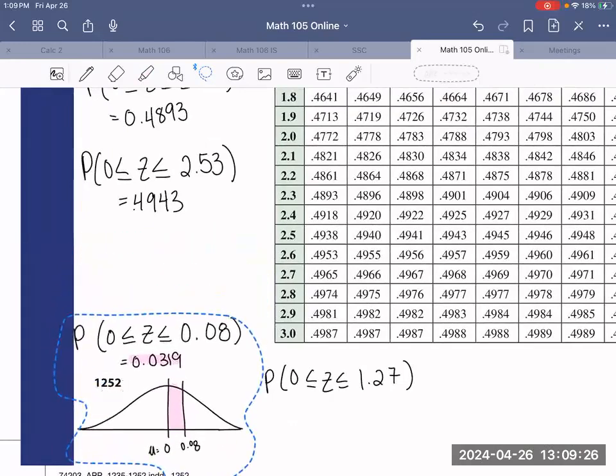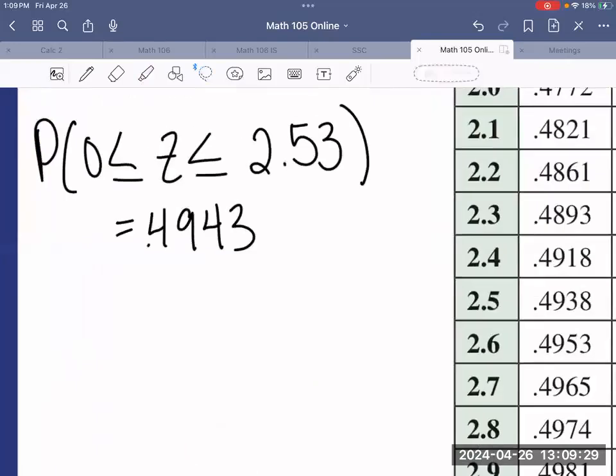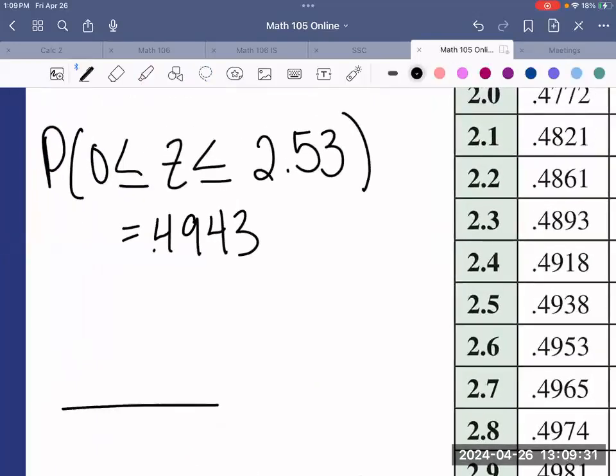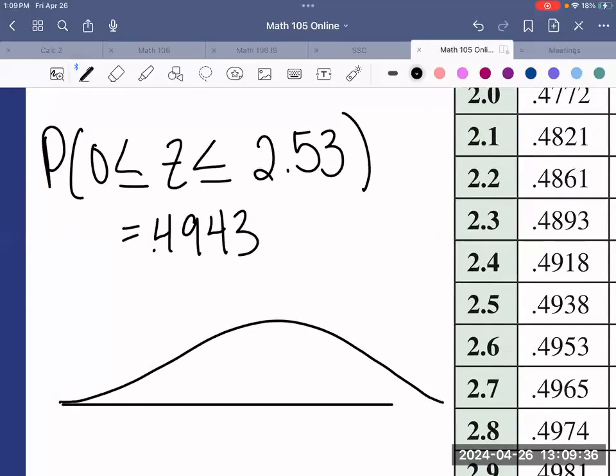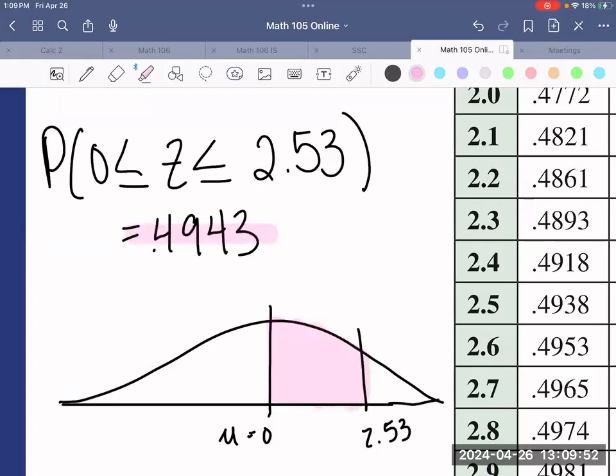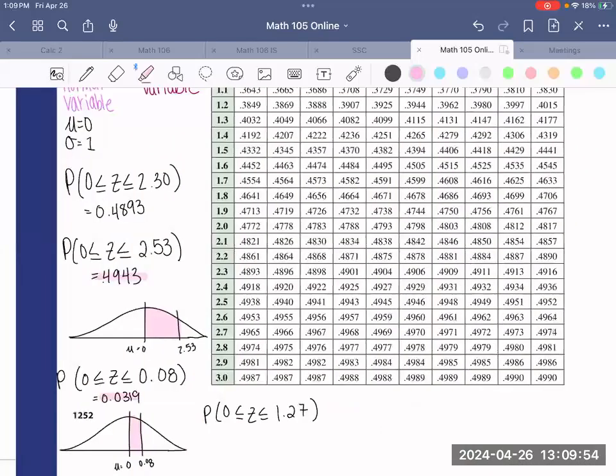Or ours from before, if I were to scooch this down just a wee bit. The one before it, right? Much larger probability, so it's going to encompass a lot more area. So again, your mean is 0. We got 2.35. So this probability here is 0.493, or 4943.